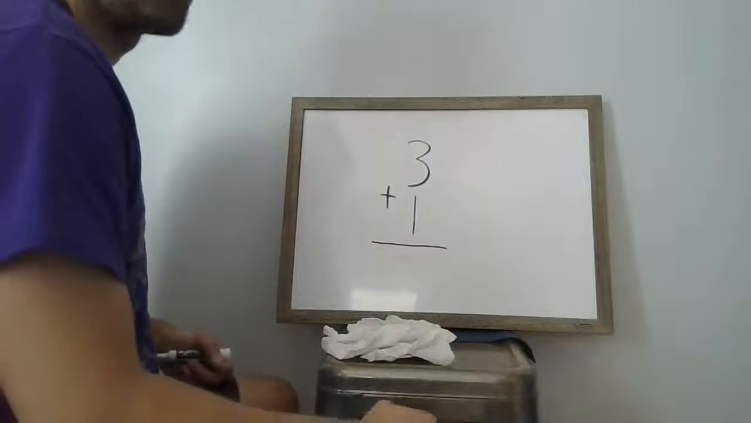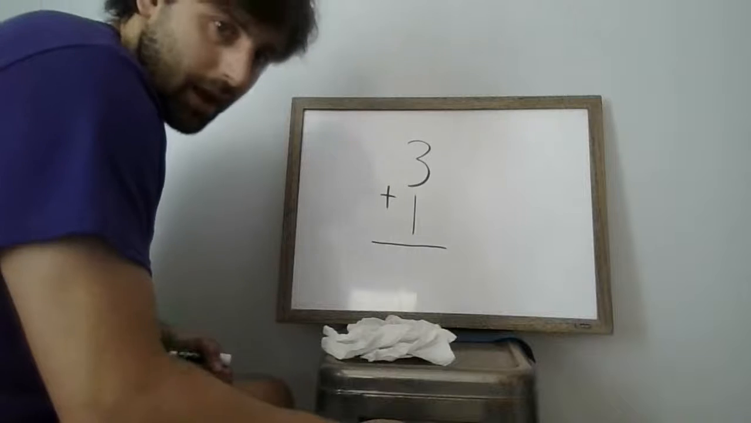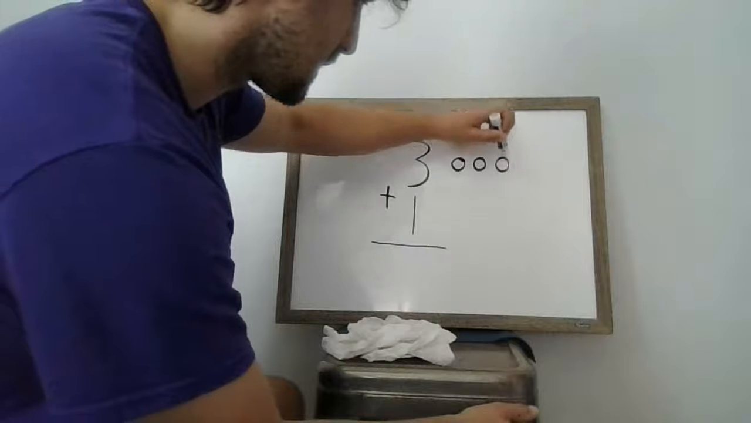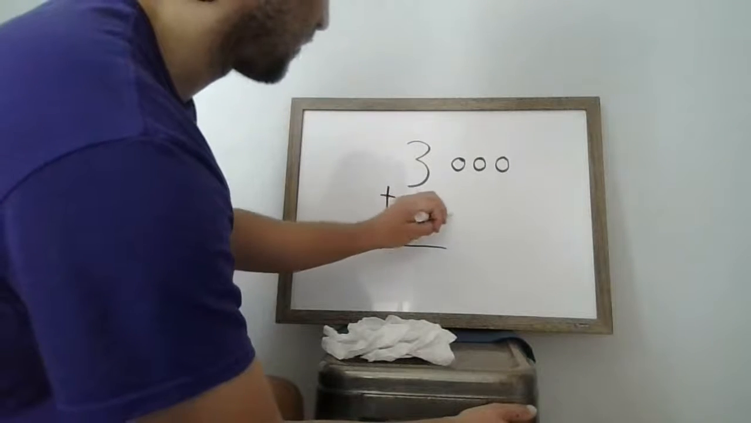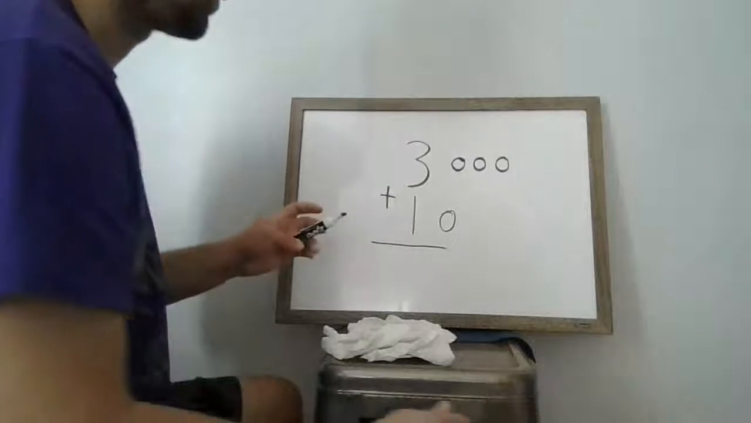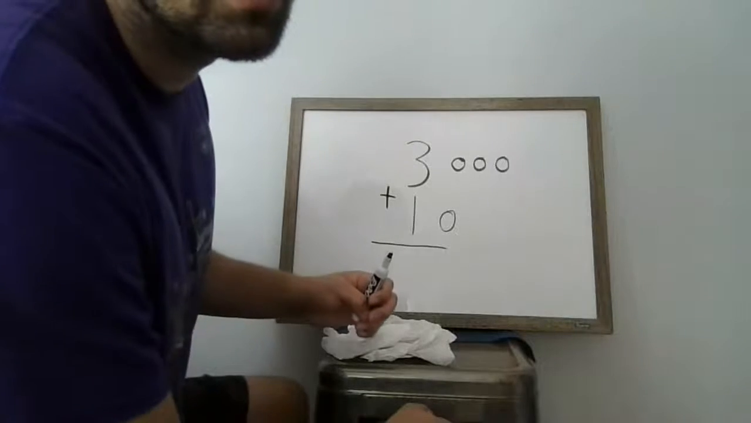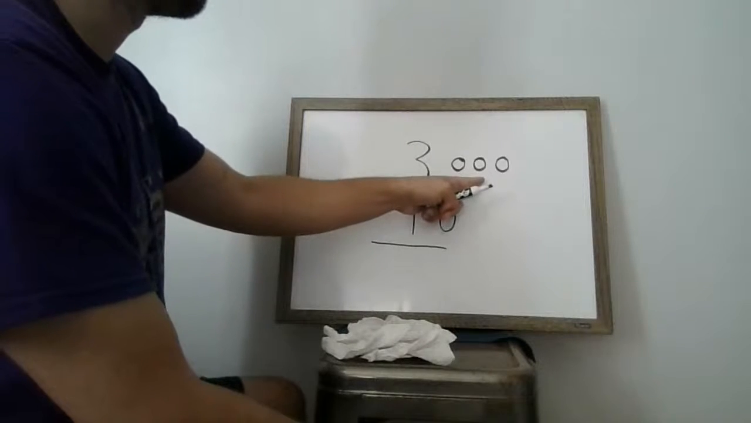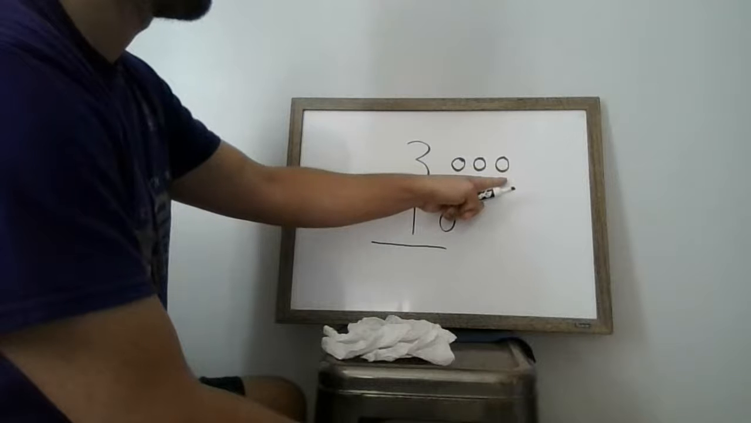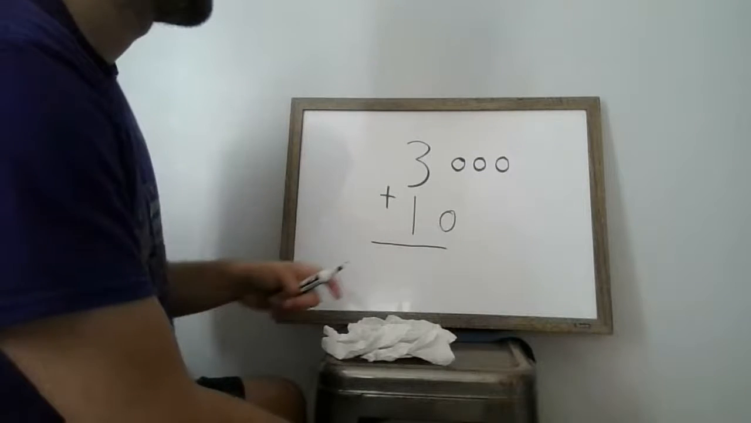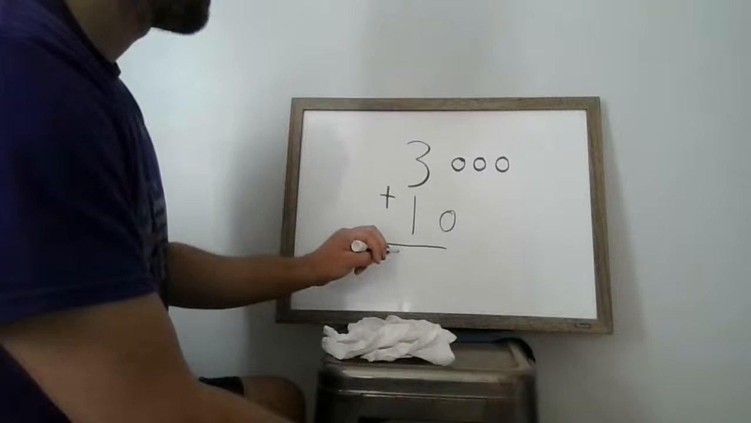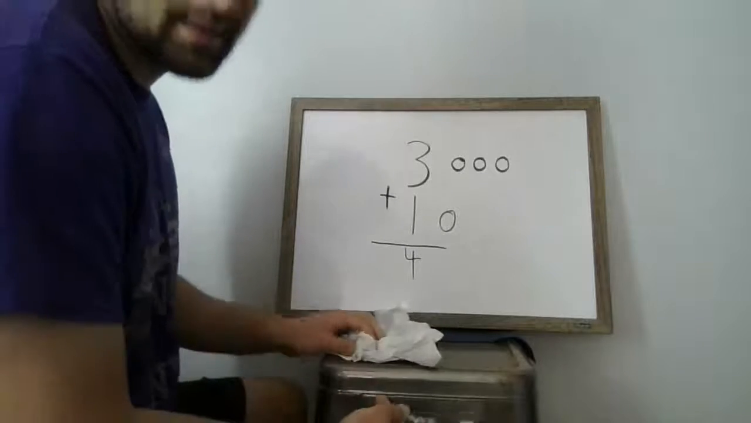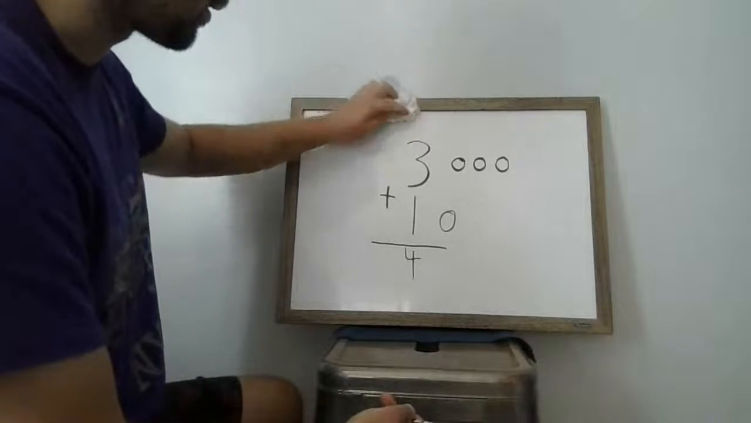Three plus 1. All right, so I'm going to draw 3 circles next to the number 3. I'm going to draw 1 circle next to the number 1. And I'm going to count the total number of circles. Ready? Here we go. 1, 2, 3, 4. So 3 plus 1 equals 4. I counted really slow on that problem. You don't need to count that slow.